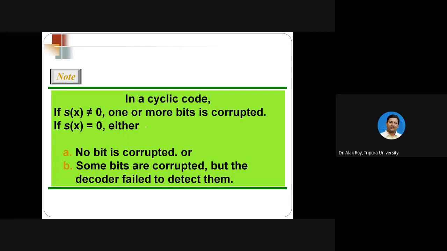So here we have to remember that in a cyclic code, if your bit stream syndrome is not equal to 0, then one or more bits are corrupted. And if the syndrome is 0, either no bit is corrupted, or some bits are corrupted but the decoder failed to detect them. That can be an issue for CRC, or cyclic redundancy code, or cyclic code.